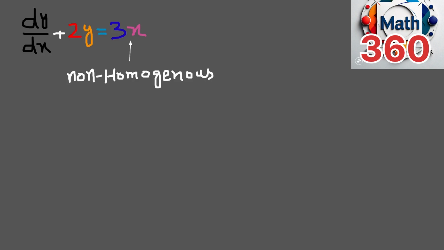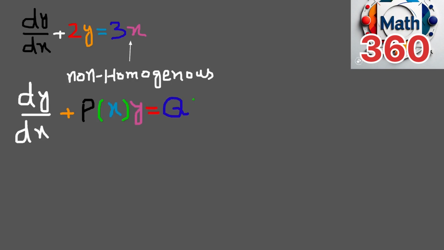First, identifying p(x) and q(x). The given equation is in the standard form of a linear first-order differential equation, dy/dx + p(x)y = q(x). Here p(x) is equal to 2, the coefficient of y, and it is a constant in this case, and q(x) equals 3x, the function on the right side of the equation, which does not depend on y.